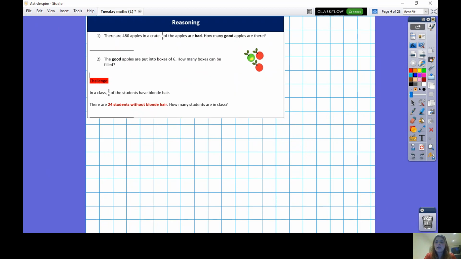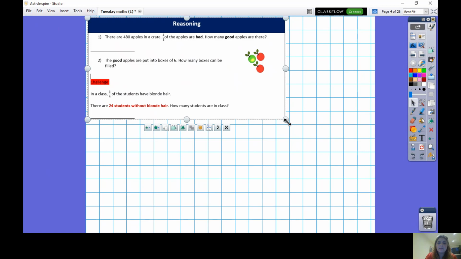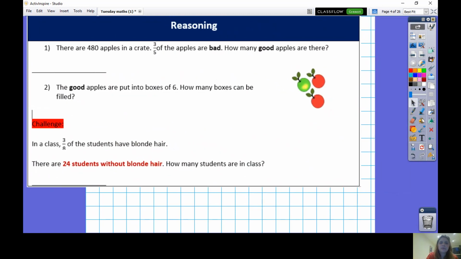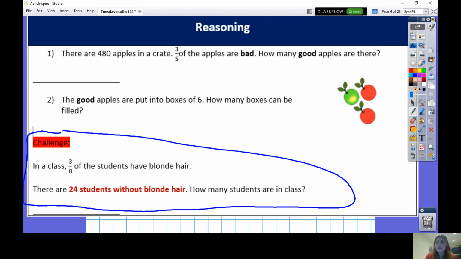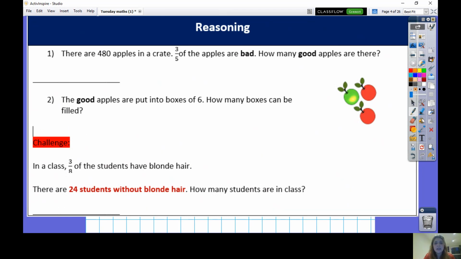Okay, moving on now. I'm going to ask you to have a go at these reasoning problems. Sorry, I've accidentally made them small. The challenge question is really tricky. The challenge question is really only there for those of you who really want to push yourselves. Otherwise, you can just answer these 2 reasoning questions.